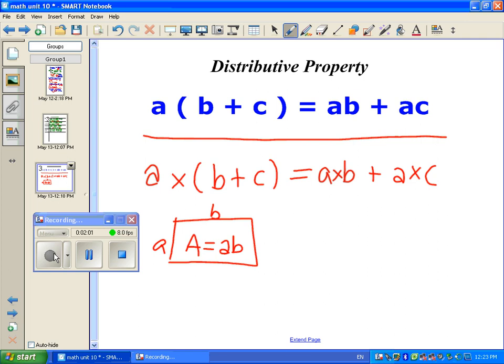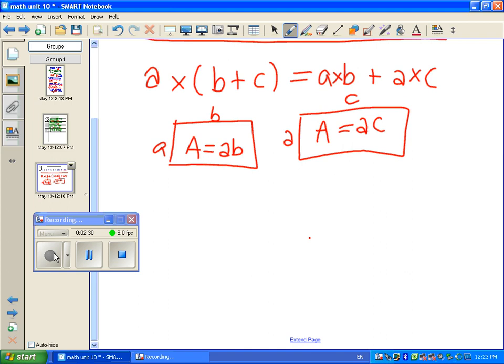If you have another rectangle, a different size rectangle, and the width is also A, but the length is actually C, the area of that rectangle will then be length times width, which will be A times C, again, can be represented as AC. Now, if I put the two rectangles together, it will look kind of like this.